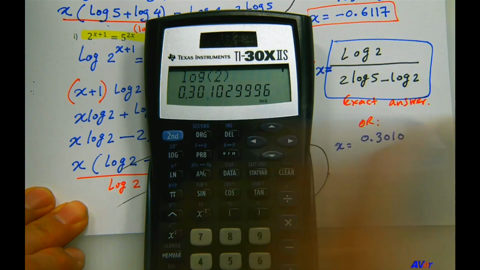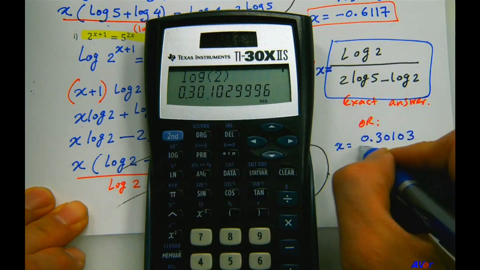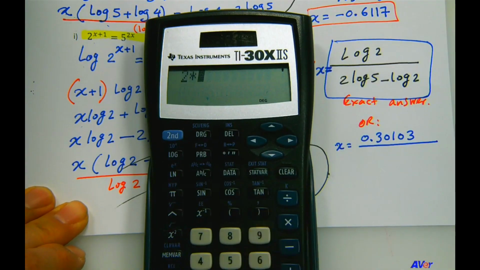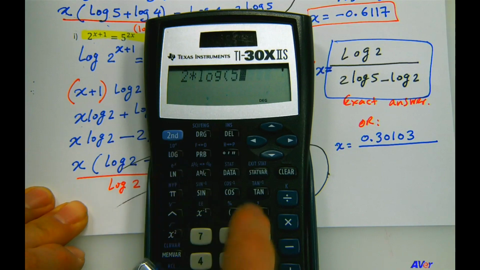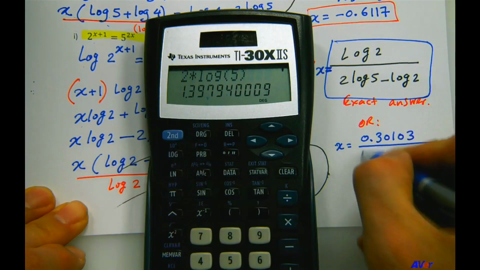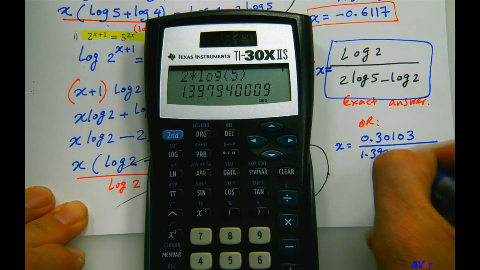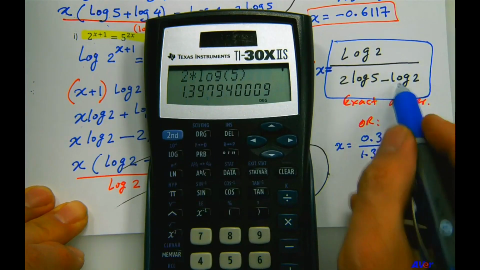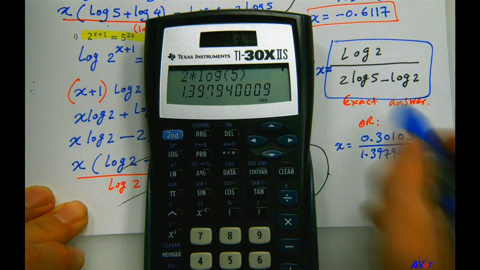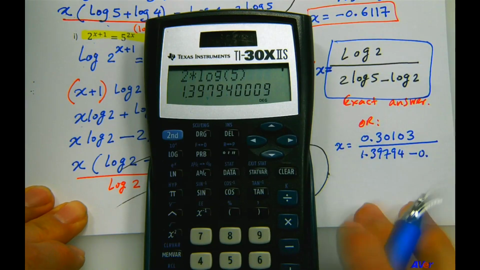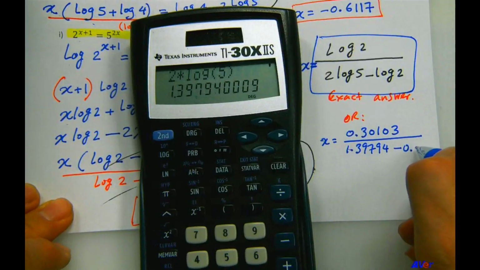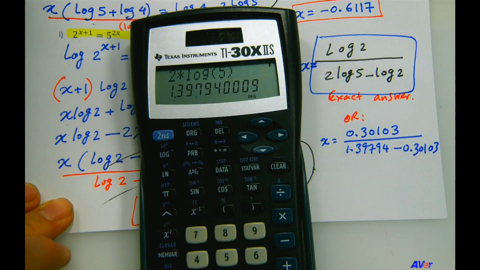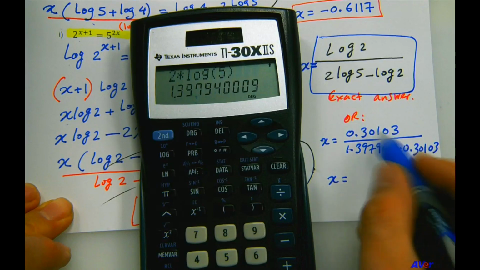I'm going to keep 0.3010. I'm going to round the 2 to 3, like that. Divided by 2 log 5. So 2 times log 5, which is that, 1.39794. I'm going to keep up to 4. Minus log 2 again. Log 2 we calculated in the numerator is that, 0.30103. Right? So x is equal to this divided by that.